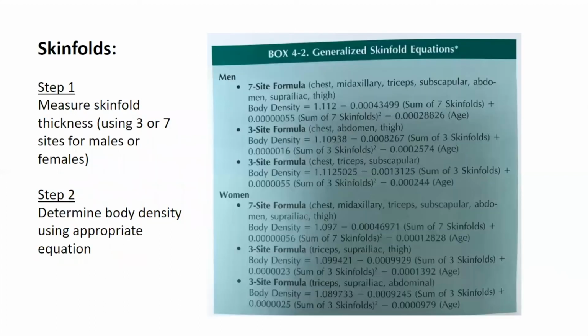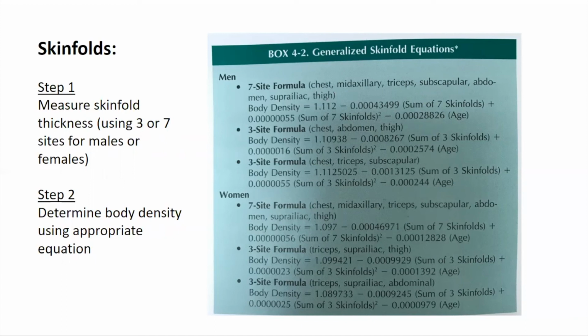So to measure skin folds, you would use either the Harpenden or Lange caliper and measure the skin fold thickness using the different sites. In lab, we would typically use a 3-site formula. In males, it would be chest, abdomen, and thigh. In women, it'd be triceps, suprailiac, and thigh. If we were going to use a 7-site formula, notice that the sites are exactly the same for males and females.